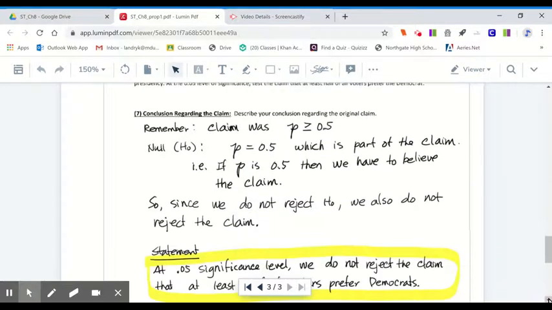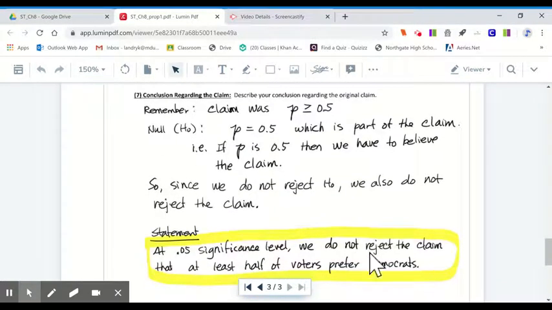Okay. All right, so finally, our conclusion about the claim. Because in this scenario, the claim is represented by the null hypothesis. In other words, null hypothesis says it's 50%, and claim is 50% or higher. So if we believe that it could be equal to 50%, then we have to believe that the claim is, in quotes, true. So since we do not reject the null hypothesis, we also do not reject the claim.